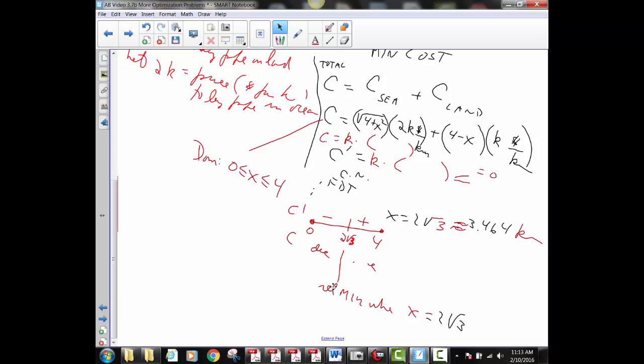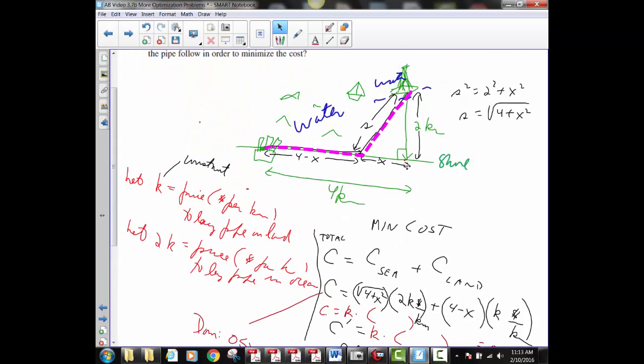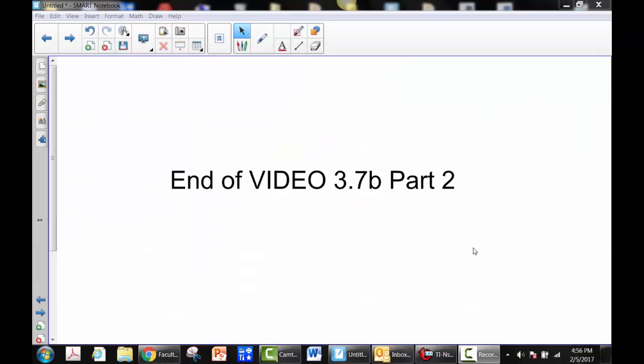You find your critical numbers, and it turns out it does happen in between. It happens when x is 2 root 3. That'll be the cheapest point, to run it under the water until that point where x equals 2 root 3. So this length being 4, this is 2 root 3 right here. So working backwards from there, and then the rest. And that's the end of video 3.7b part 2, and that's the end of optimization problems.